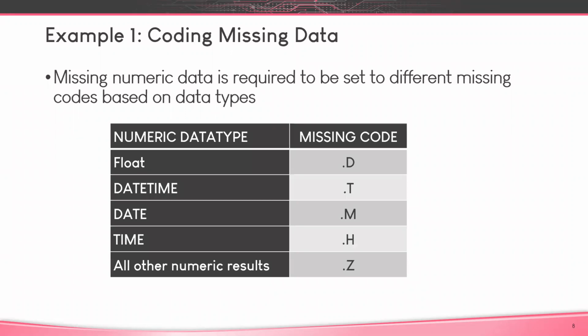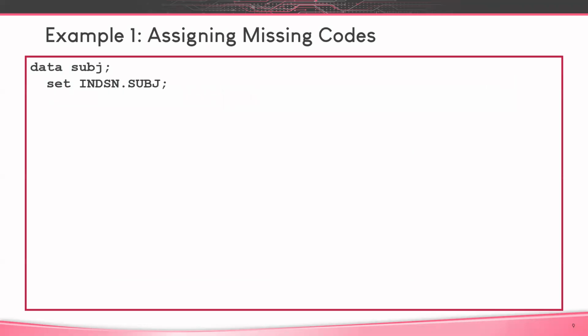So if it's a float, we want to use the .d, datetime is a .t, date is a .m, and time is a .h, and then everything else, regardless of the type of numeric value, is going to be a .z. So again, we would typically use if then else, knowing every variable. Variable x would be equal to .d if it's a decimal. But how do we do all of this without knowing what the variable names are, and what the formats are for those variables?